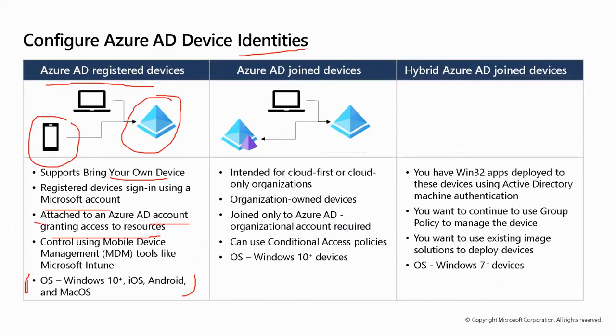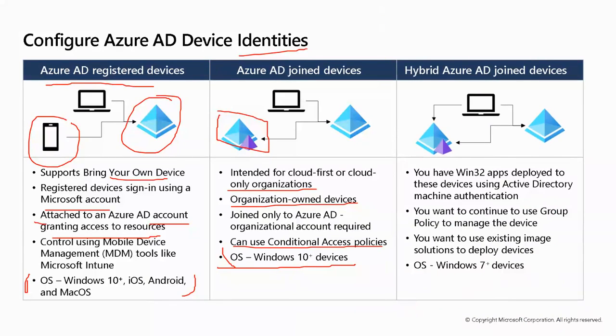One of the other things that we can also do is Azure AD join devices. This is intended for cloud-first or cloud-only organizations that own devices. Like if they want to send you a device from your company, you can do that, joining devices directly into your organization. You can use conditional access policies. The thing is, to do this, you need Windows 10 or newer devices.